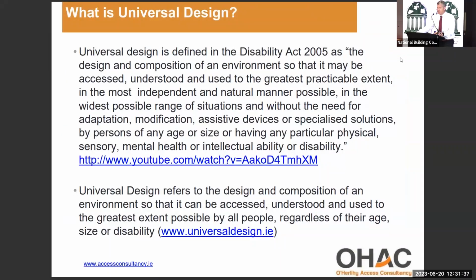We also mentioned universal design, and universal design is referenced in technical guidance documents on page 9 or 10 of the TGD M. It's also written into Irish policy under the Disability Act, and it's written in the UN Convention on the Rights of People with Disabilities. If we look at the second bullet point, it refers to the design and composition of an environment so that it can be accessed, understood, and used to the greatest extent possible by all people, regardless of their age, size, or disability. So universal design is about designing products, services, the built environment, and information and communication technology to cater for as many people as possible.